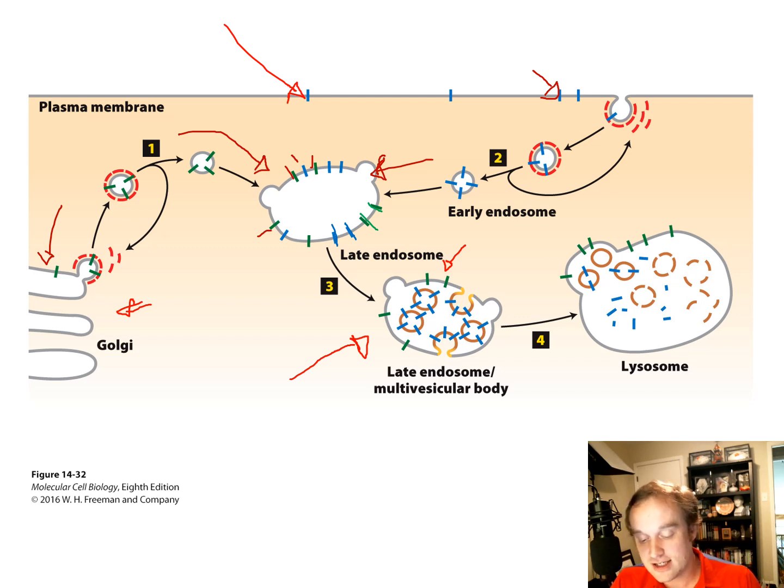So those targeting proteins are able to help bring this late endosome to the lysosome, and it will release these internalized vesicles into the lysosome that contain those membrane proteins that wanted to be broken down from the plasma membrane, and they will be degraded within here, as well as the internalized vesicles.